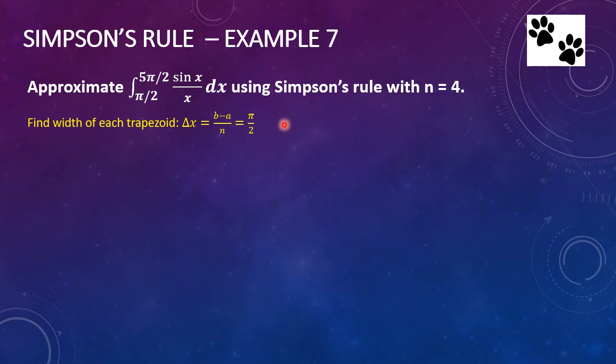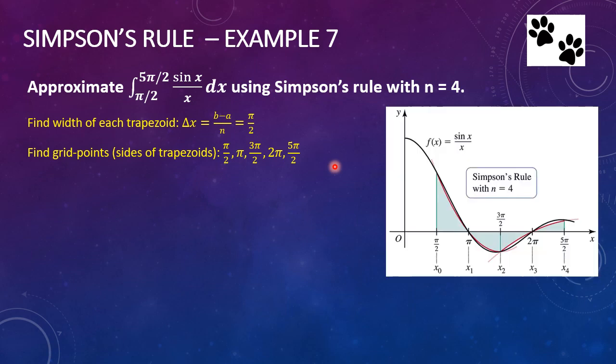From there, we want to figure out each of our grid points. Starting at our a value of pi over 2, we then add pi over 2 to get pi, add pi over 2 again to get 3 pi over 2, plus pi over 2 gives us 2 pi, plus 1 more pi over 2 gives us 5 pi over 2, and so we've split the entire interval into 4 sections by having 5 x values. You can see here now that we've got 2 sections of 3, so we're going to have 2 parabola approximations, because we need 3 points for each parabola approximation.